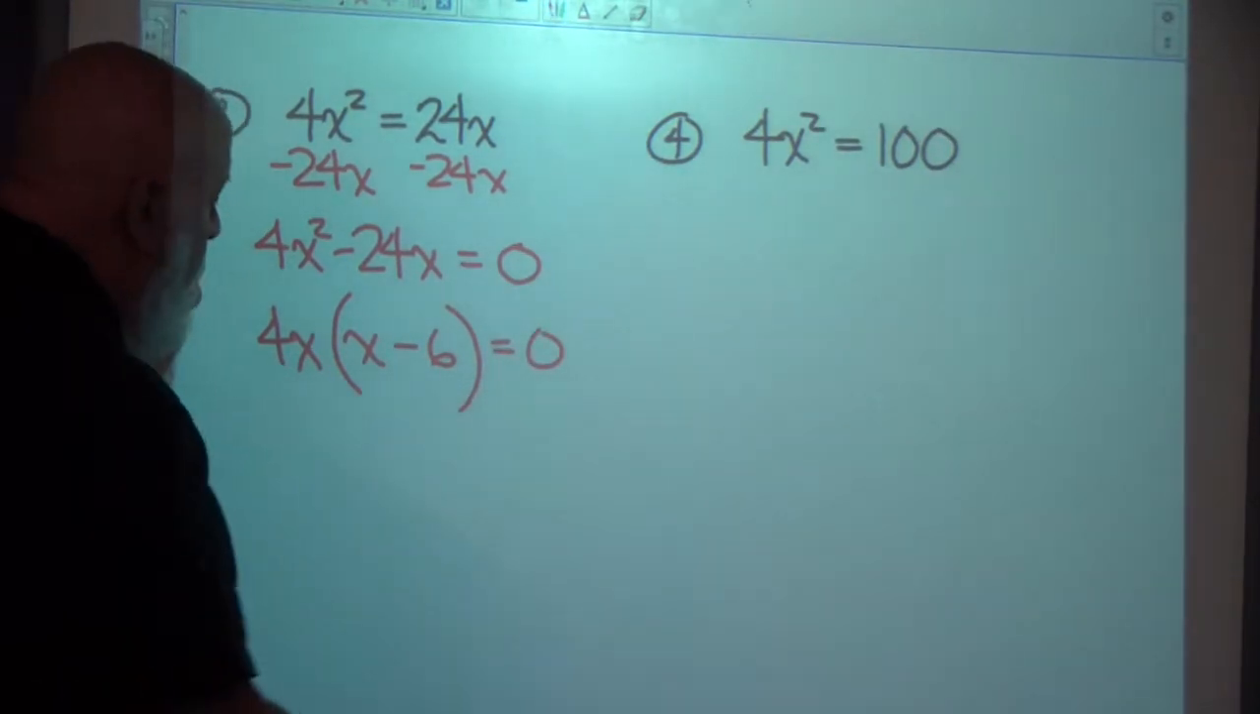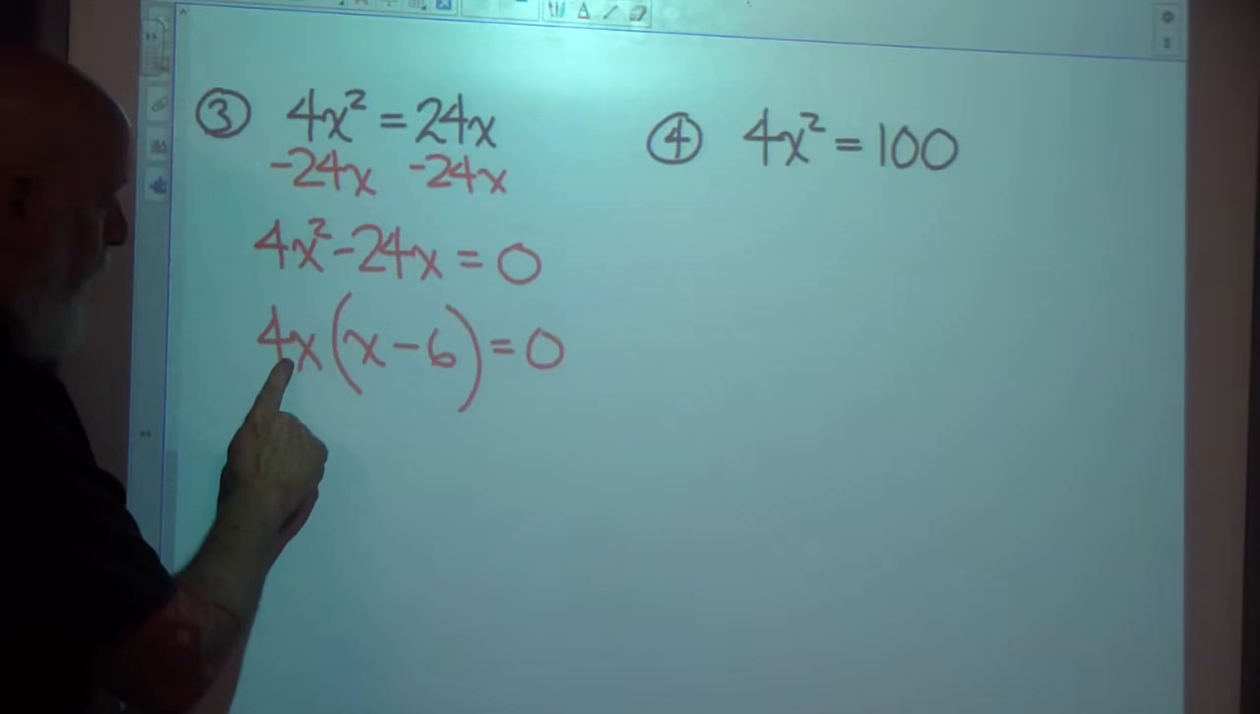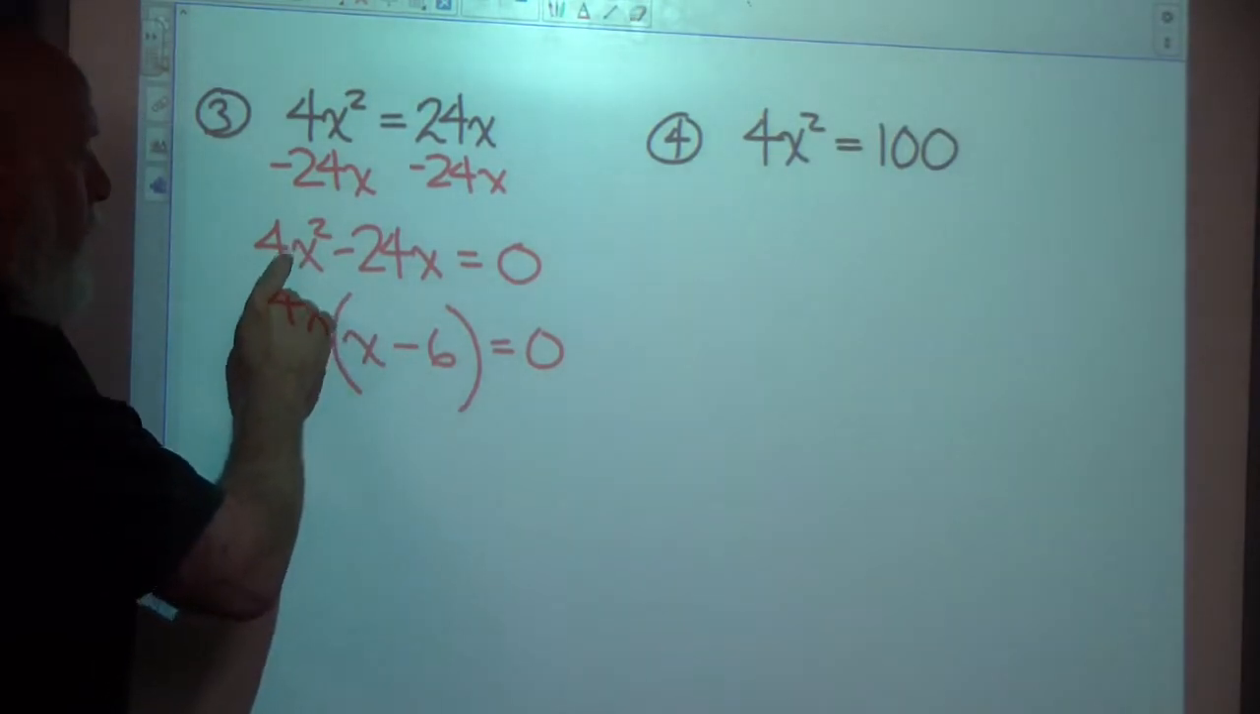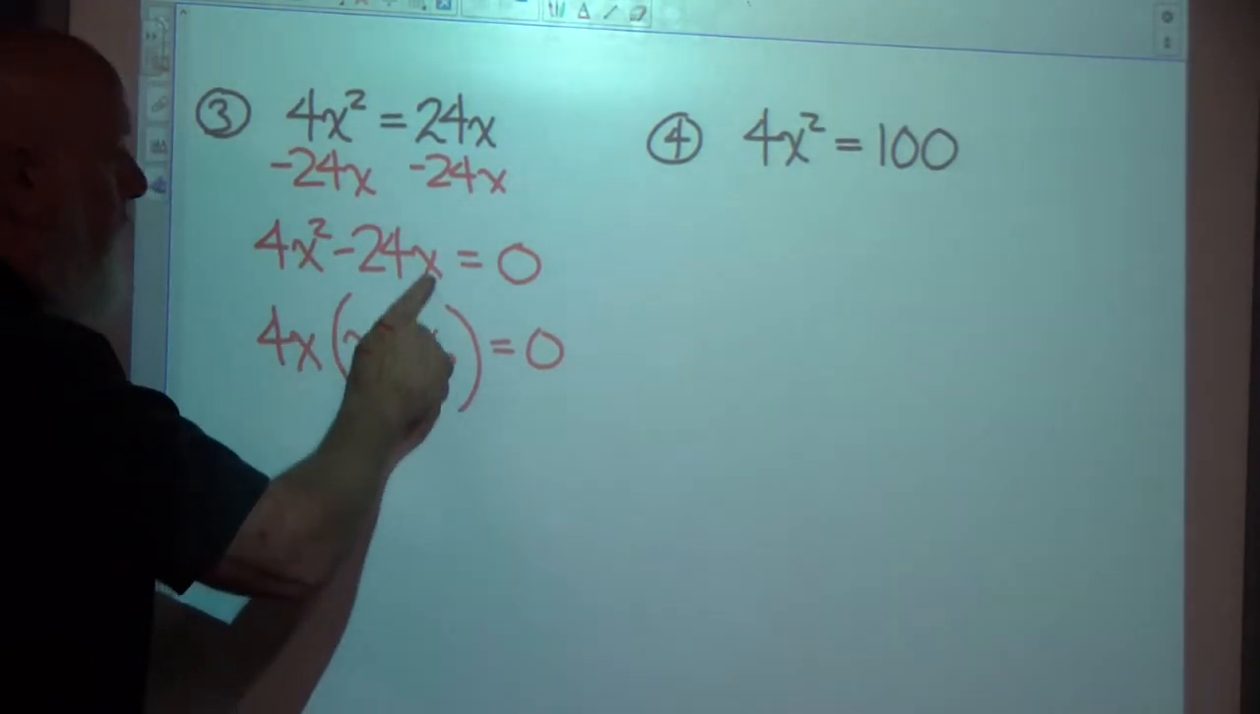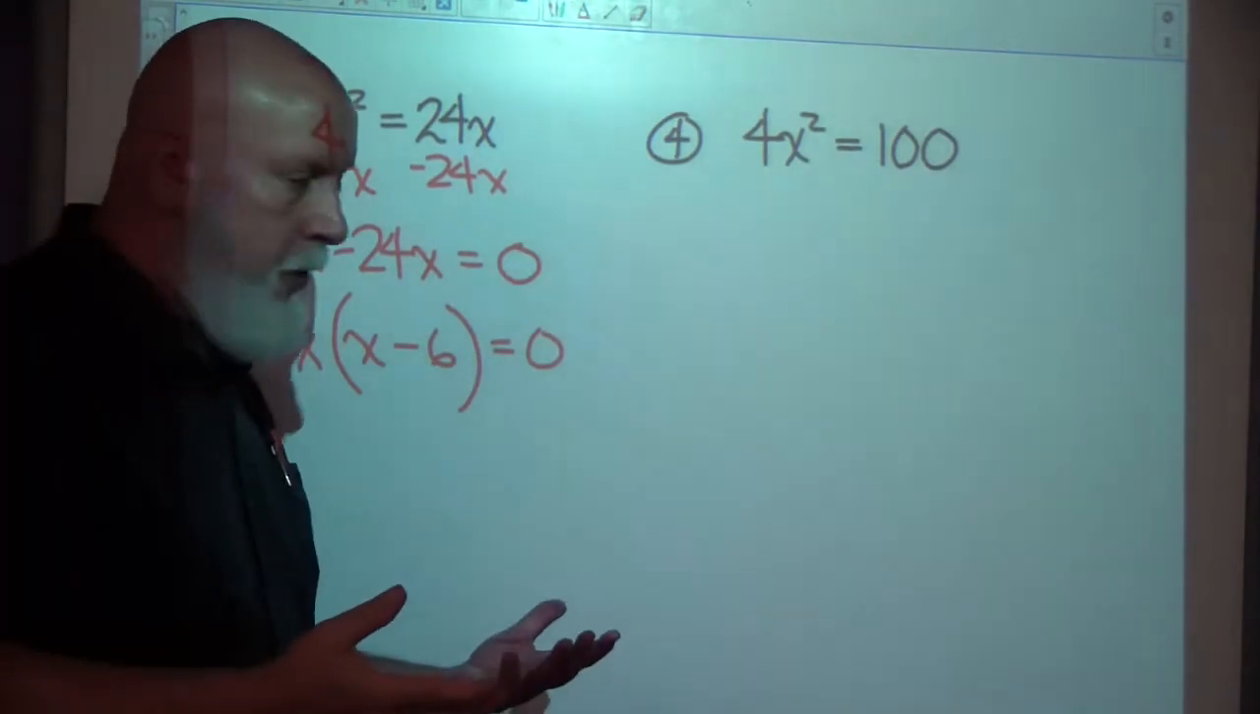And I'm going to check real quick, make sure I've got it factored correctly. 4x times x is 4x squared. 4x times negative 6 is negative 24x. So I have got it factored correctly.